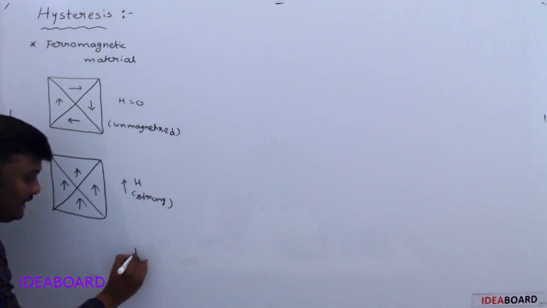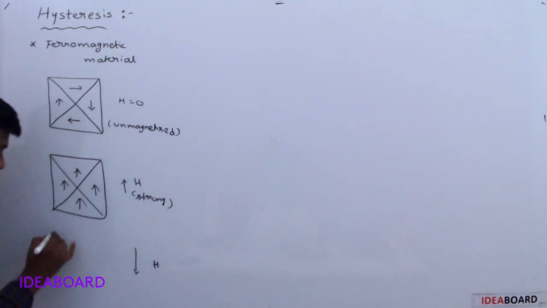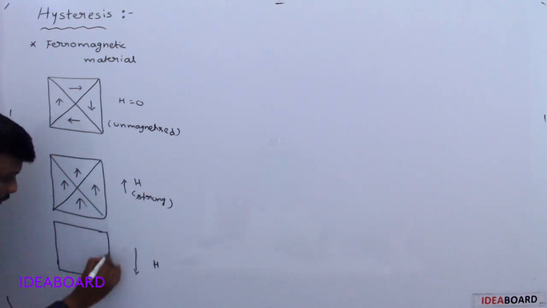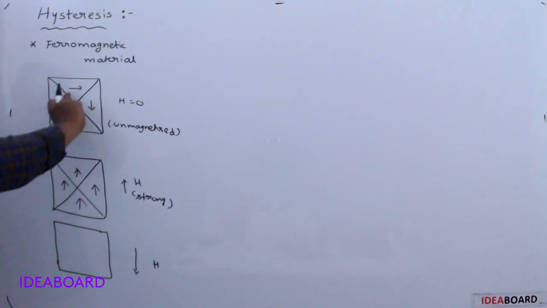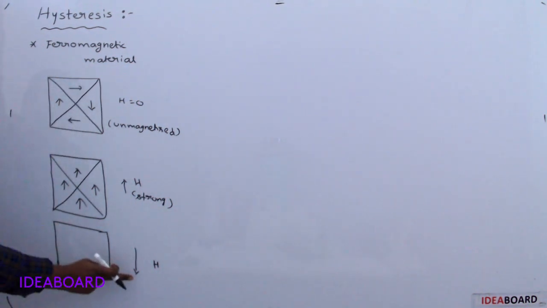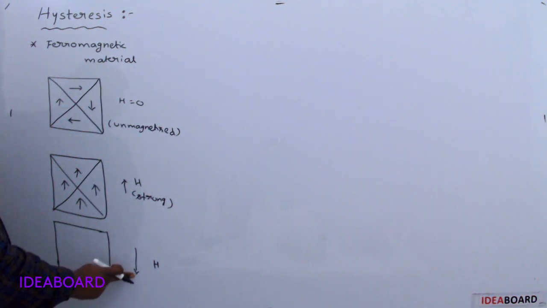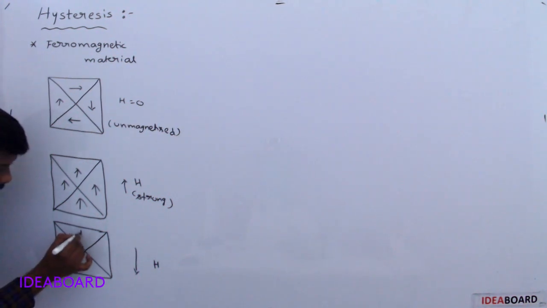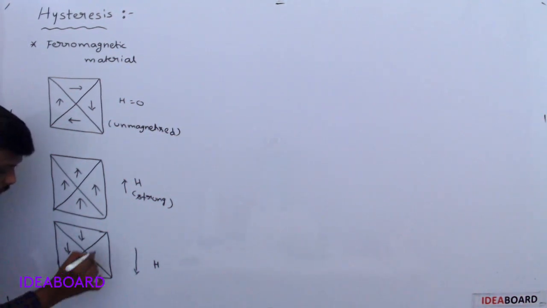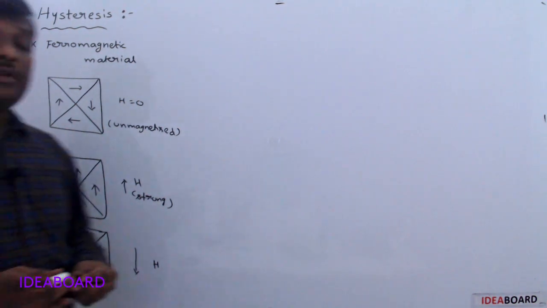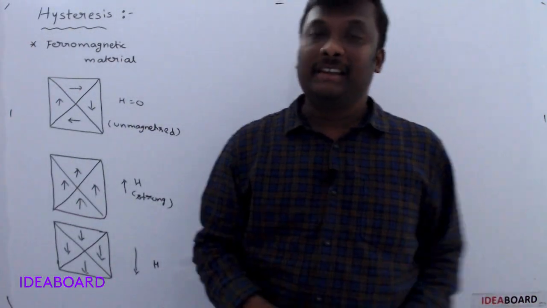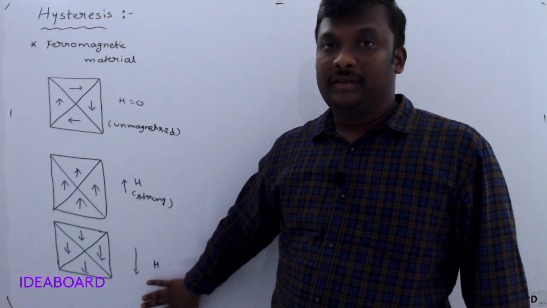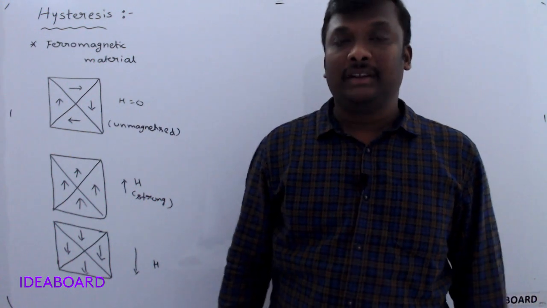If suppose H is applied in the downward direction, then all the domains are turned in the direction of the external magnetic field, so they now point in this direction. So rotation of domains takes place by the effect of the external magnetic field. So here H is called the magnetizing field.